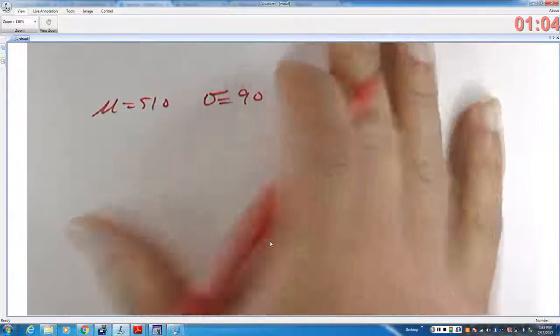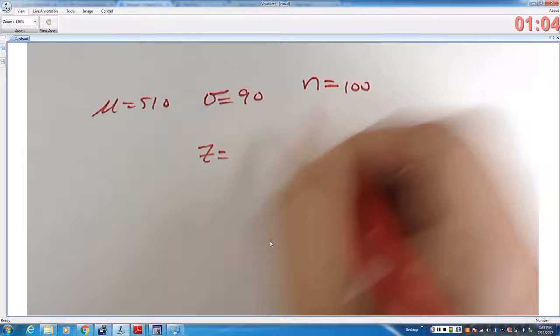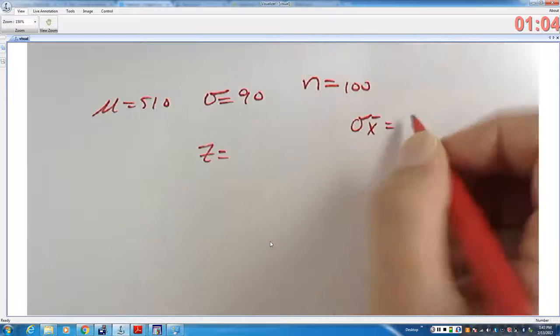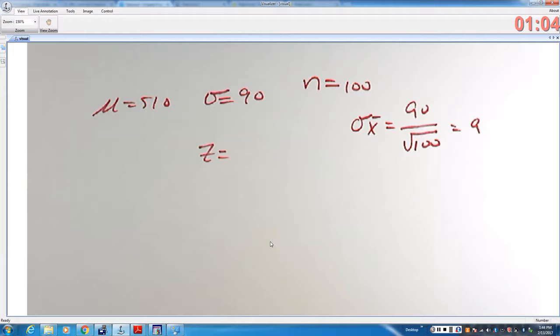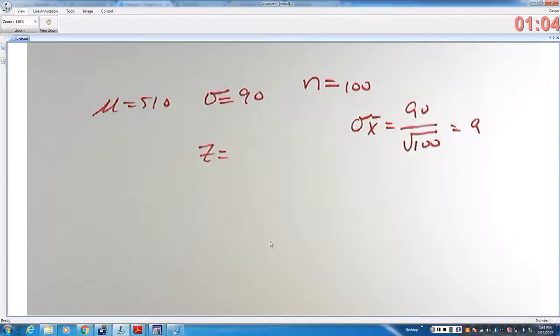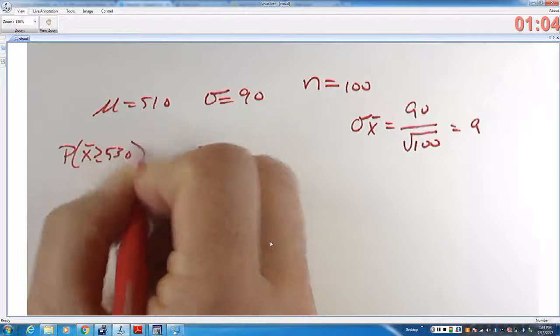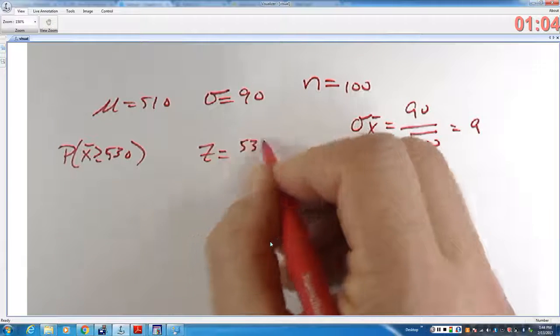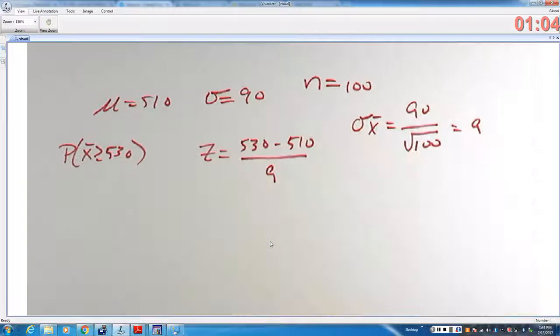Okay, so our next step is to find our z-score. First we have to find the standard error. Our standard error is 90 divided by the square root of 100, which is 90 divided by 10, so 9. That's our standard error. Now we have our X bar. Our probability is that X bar is greater than 530. So we have 530 minus the mean of 510, divided by 9. That's my standard error.